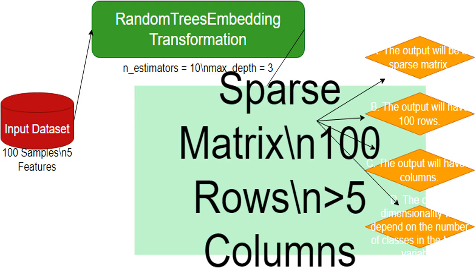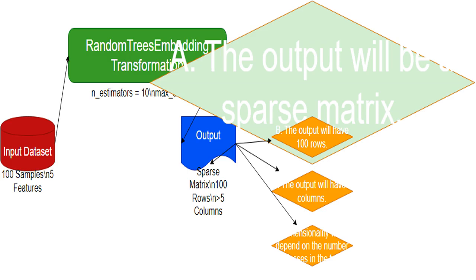This describes the characteristics of the output from RandomTreesEmbedding. It will be a sparse matrix, mostly zeros, have 100 rows, one for each of the original samples, and more than 5 columns. The exact number depends on the tree's structure. This statement is correct, because RandomTreesEmbedding often results in a lot of zeros in the output matrix. It is best described as a sparse matrix.